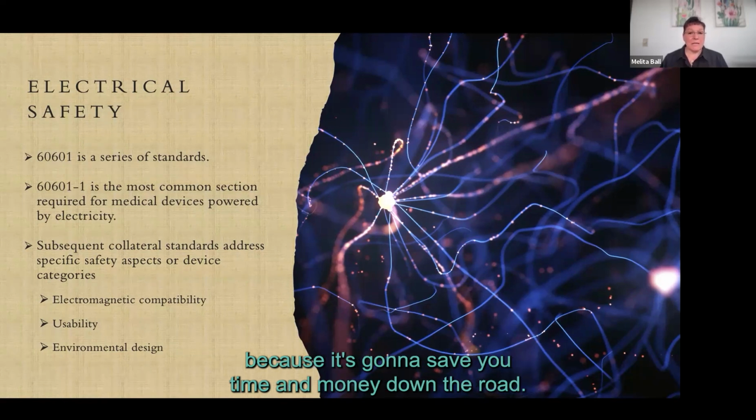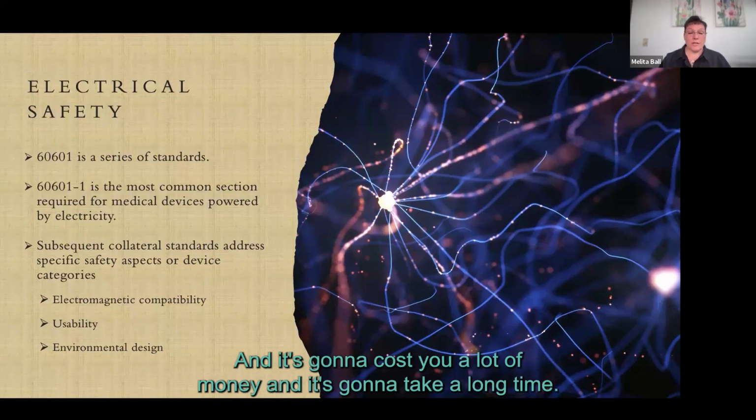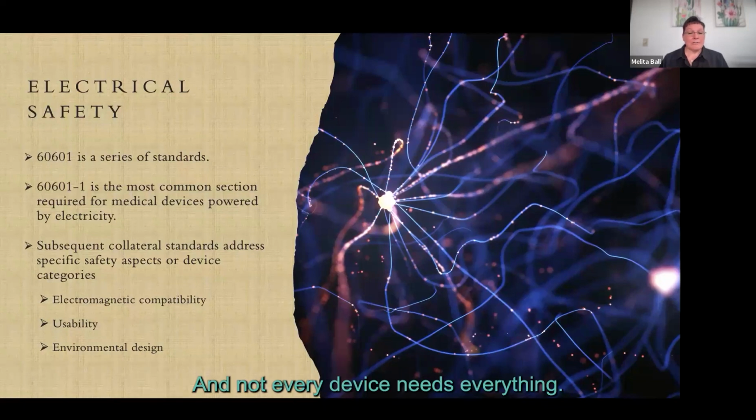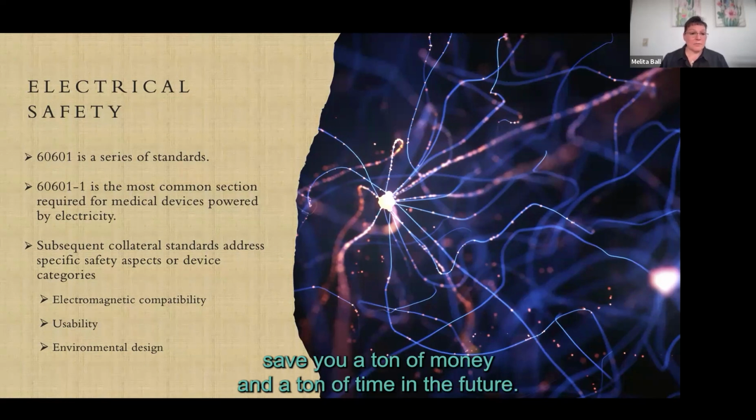down the road. If you just hand over 60601 to an electrical safety house to do your testing, they're going to do it all. And it's going to cost you a lot of money and it's going to take a long time. And not every device needs everything. So to do that analysis up front, it's actually going to save you a ton of money and a ton of time in the future.